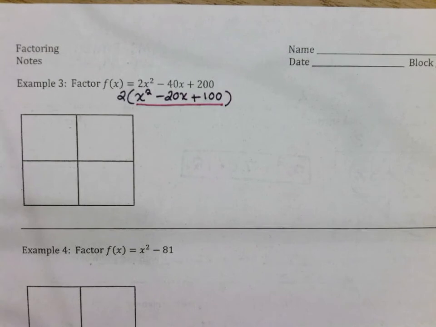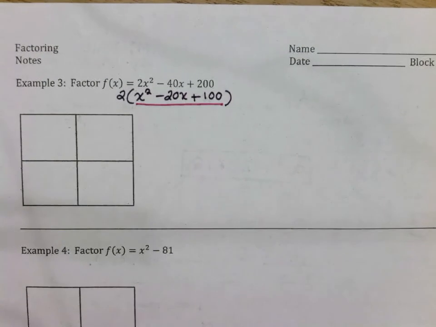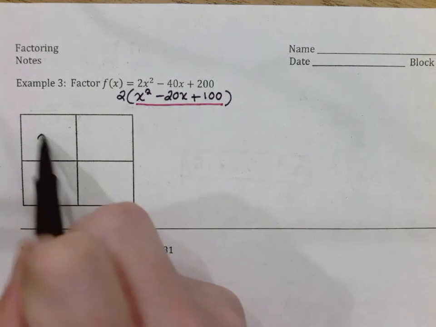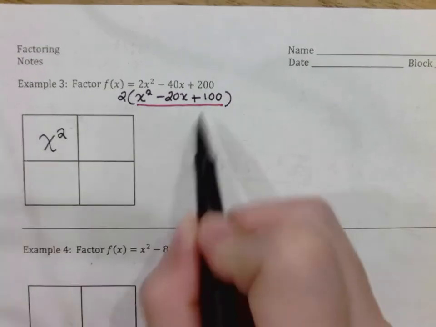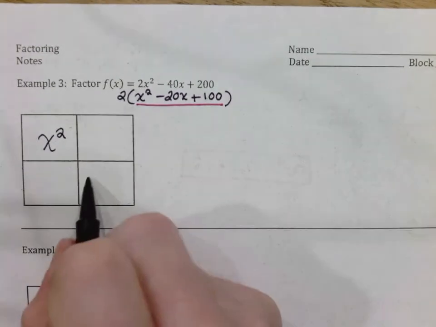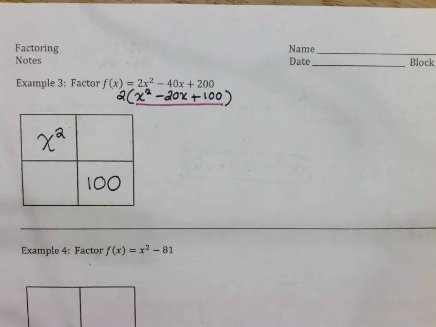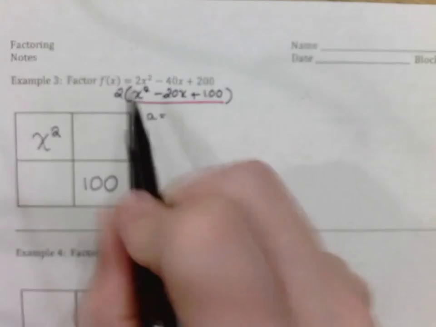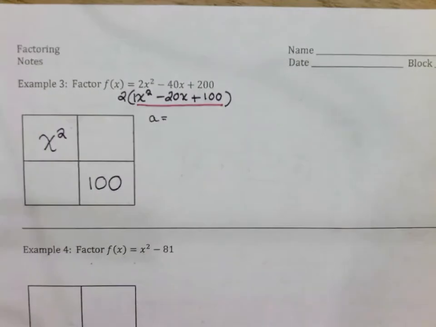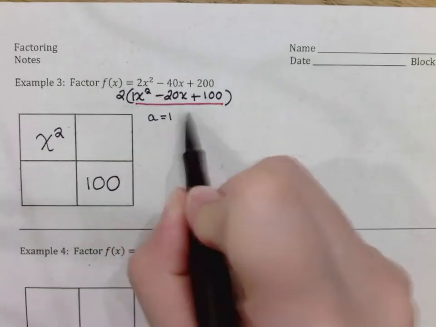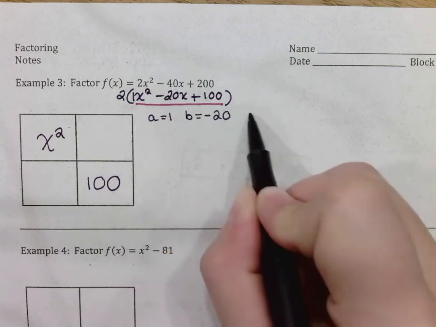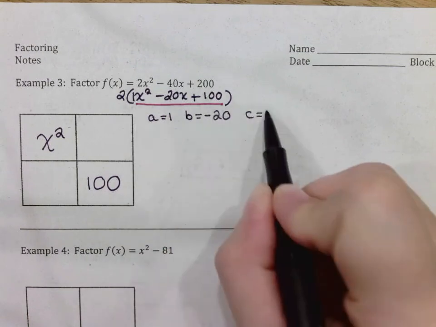All right, so first box, we're going to put the first term. Now it's going to be x squared. Last term, the 100, will go in our last box. Okay, we can list out A, B, and C. A is going to be 1. There's really a 1 right here. B will be negative 20. And C will be 100.